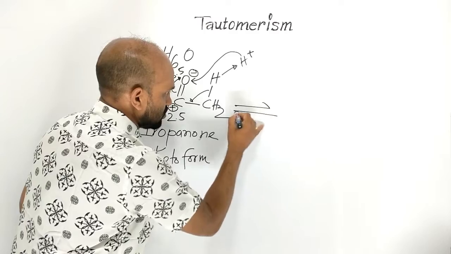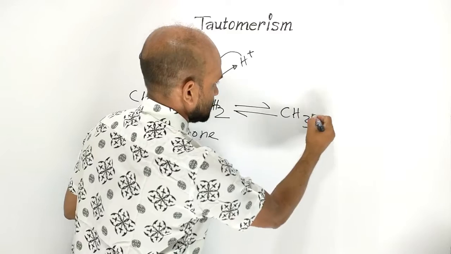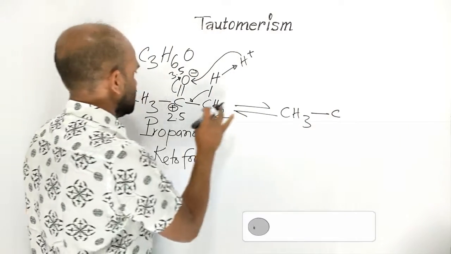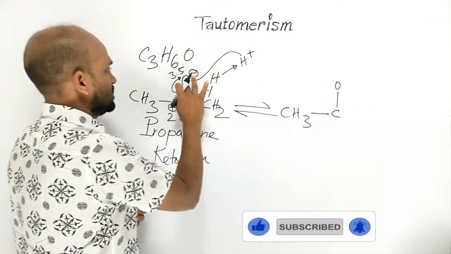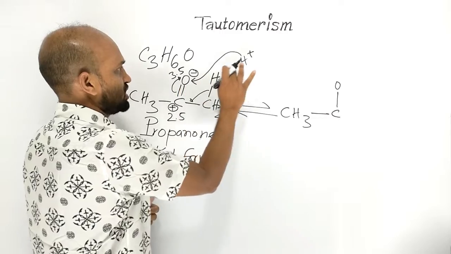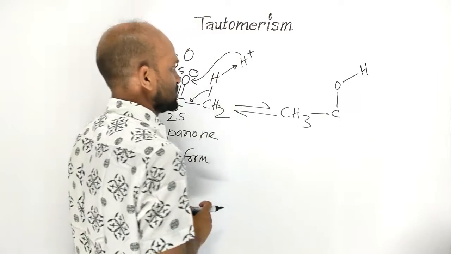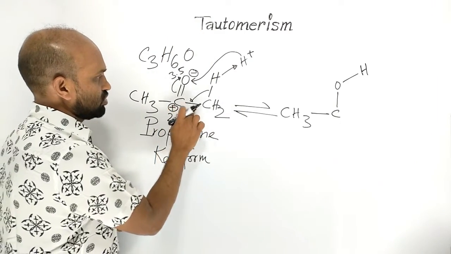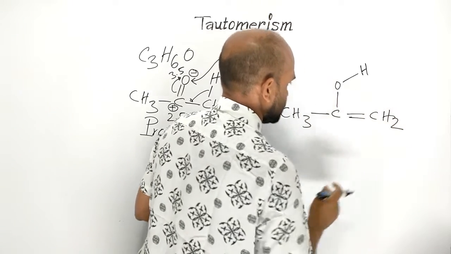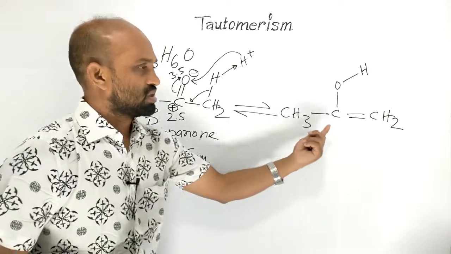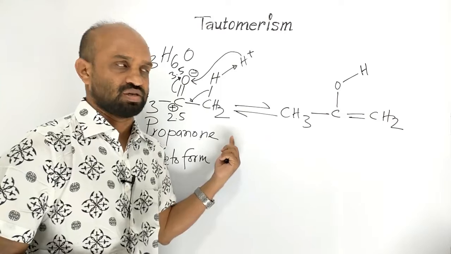Now let's see what compound is found. CH3 carbon, this carbon oxygen double bond becomes carbon oxygen single bond. This oxygen combines with this hydrogen and alcoholic group is formed. This carbon-carbon single bond becomes carbon-carbon double bond, and then CH2. Now let's see how this compound converts to this compound spontaneously.